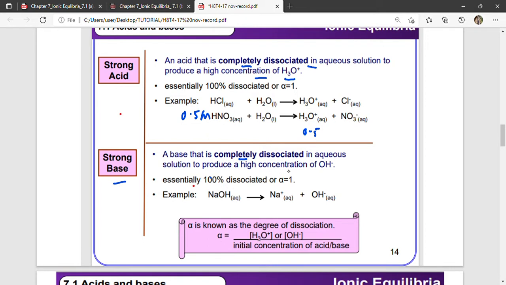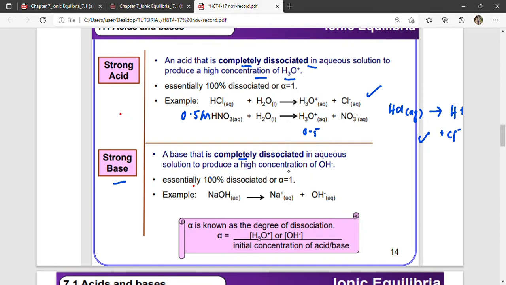Note that for a strong acid, we can write the equation HCl(aq) + H2O(l) to produce H3O+ and Cl-. So this one is correct. Or we can write the equation as HCl(aq) dissociating to H+ and Cl-. This is also correct, for strong acid only.